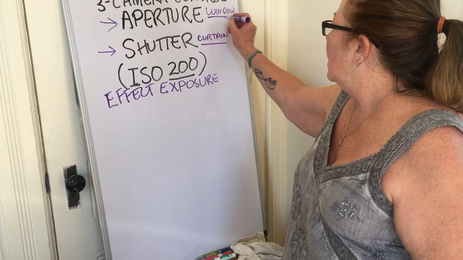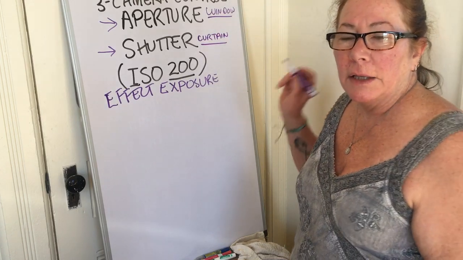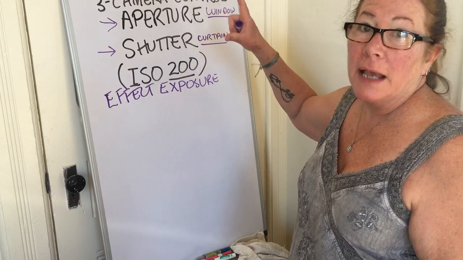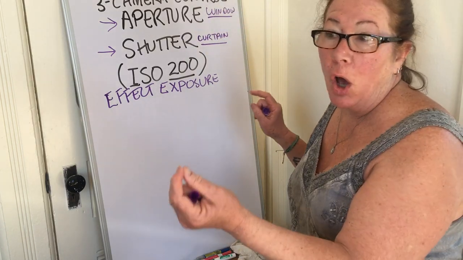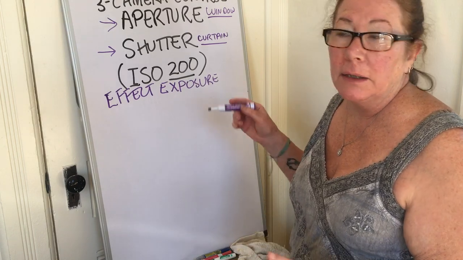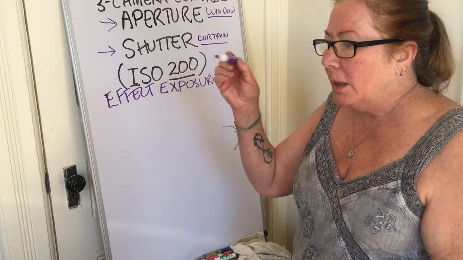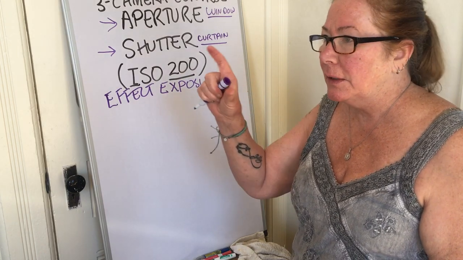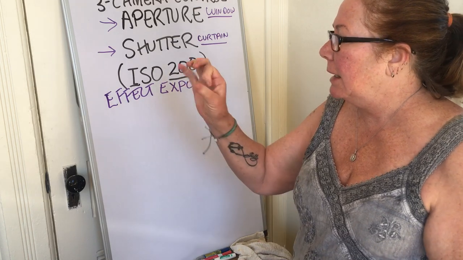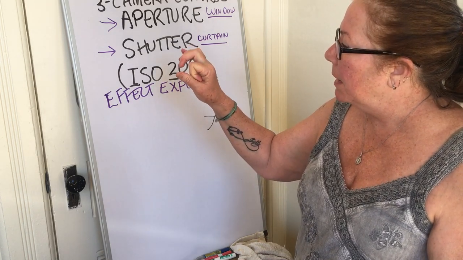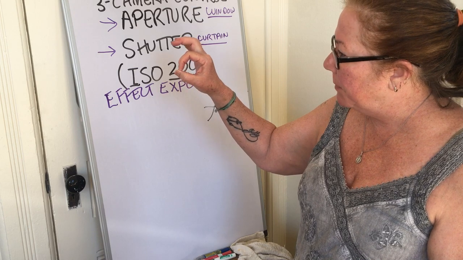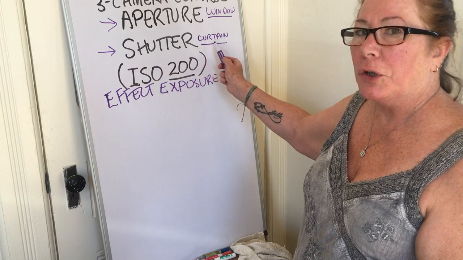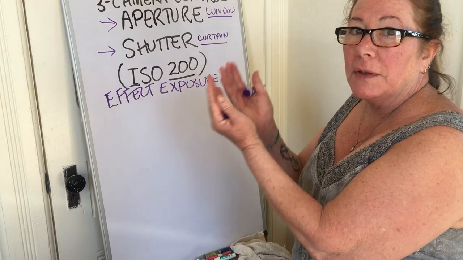Okay. And I think I told you guys in the last lecture, the aperture, the window, can change sizes, right? So it can be really small or really large. And that's that little set of metal rings that's inside the lens, right? It can get big or small, so you can have different sizes. And then the shutter acts as a curtain, right? So it opens and closes to let in light.